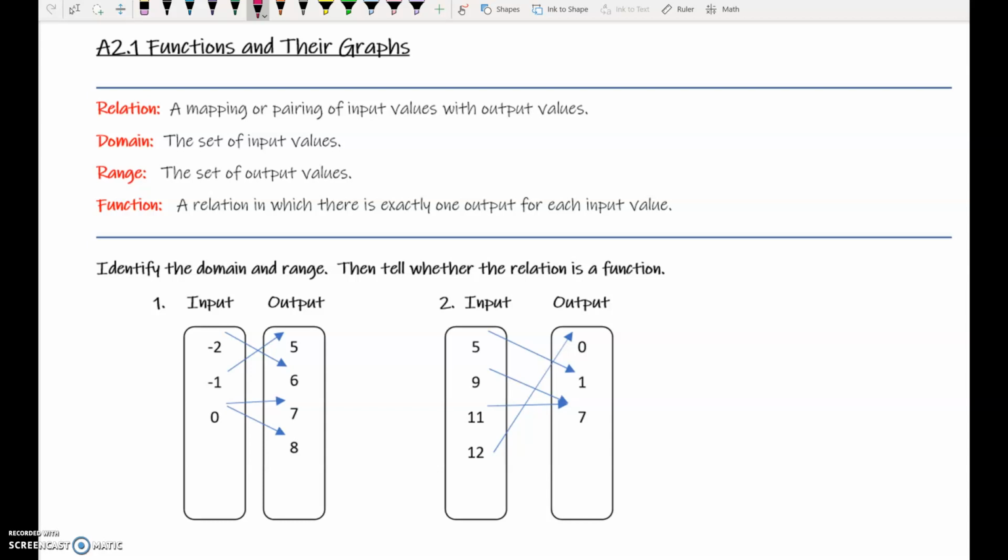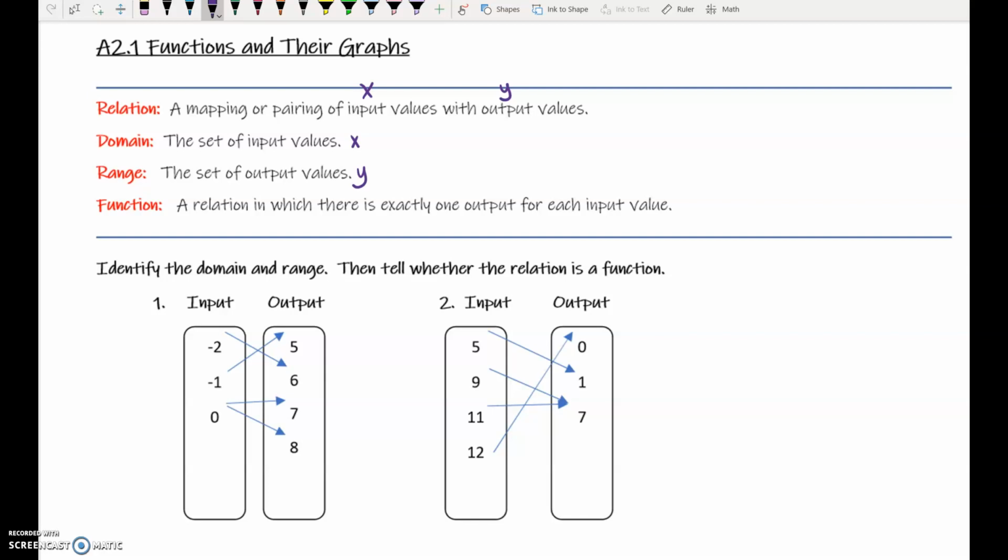Today we're going to talk about functions and their graphs. A relation is a mapping or pairing of input and output values. So if you have x values and y values, it is a relation. Remember, input is x's, output is y values. The domain is the set of input values, the x's. The range is the set of output values, the y's.